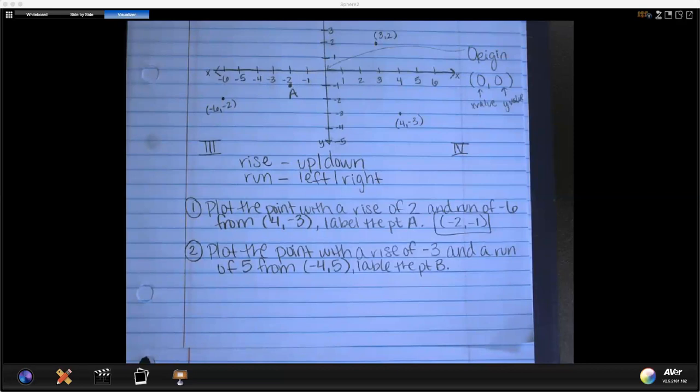Yep, question. Say that again? No, if it's negative, you would go down. So that's a great question. If we're referring to negative numbers, that would be down or left. Okay, great question.